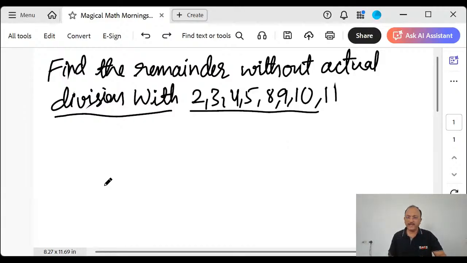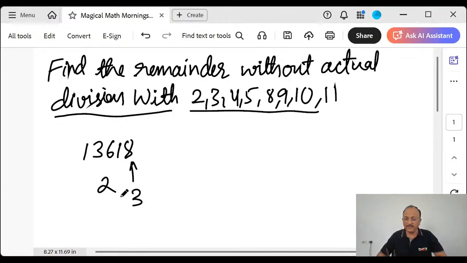Let us be ready with the chat option. Type the remainder when you divide 13618 by 2. Divide this one by 2. What is the remainder? Directly you can tell. That means 0. Correct? No remainder means 0. Divide the same thing by 3 and tell me the remainder.